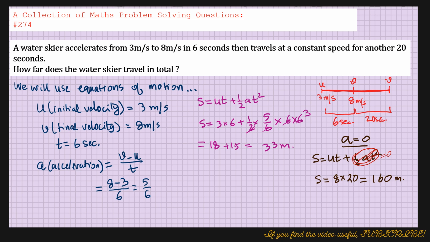Now they have asked us how far the water skier travels in total. So we have to add the two displacements, 33 and 160. That would give us the total distance. So it should be 160 plus 33, and that equals 193 meters, which is the answer.